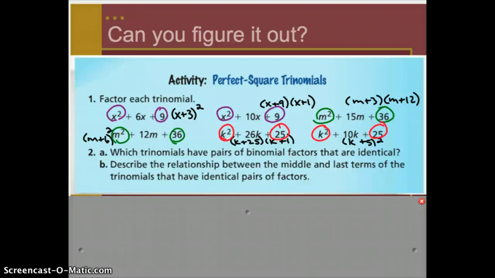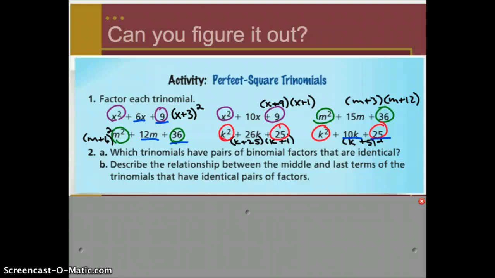I want you to see if you can see what the relationship is between the middle and last terms of those trinomials when they have an identical pair of factors. What's the relationship between 9 and 6? Then there should be that same relationship between 36 and 12, and between 25 and 10. What I hope you figure out is if you take the square root of that last term and then double it, you get your middle term. Like the square root of 9 is 3, times 2 is 6. The square root of 36 is 6, times 2 is 12. And the square root of 25 is 5, times 2 is 10.